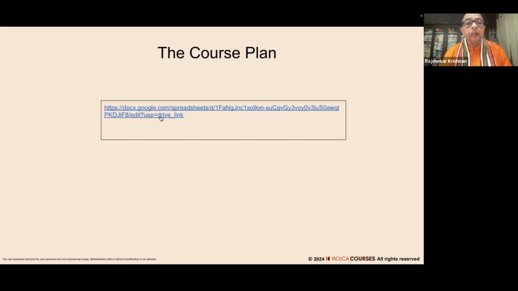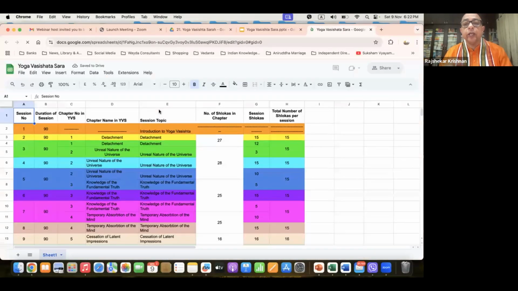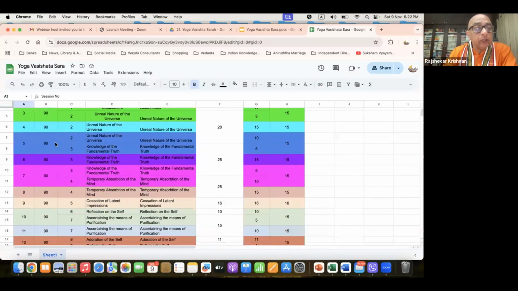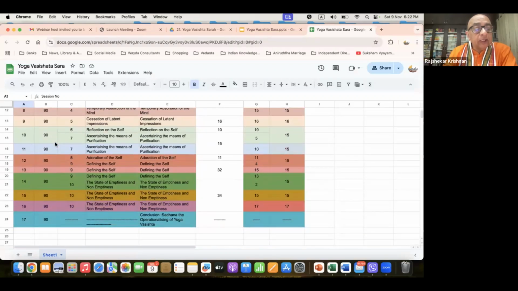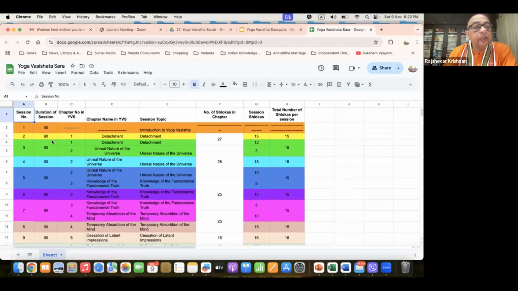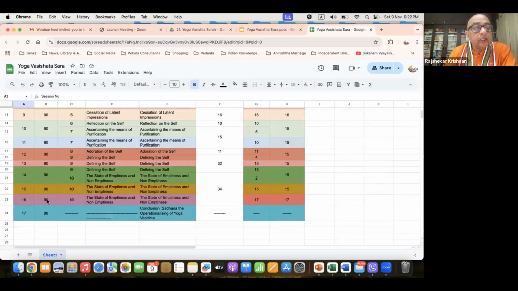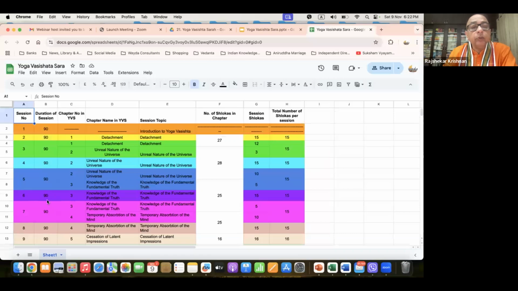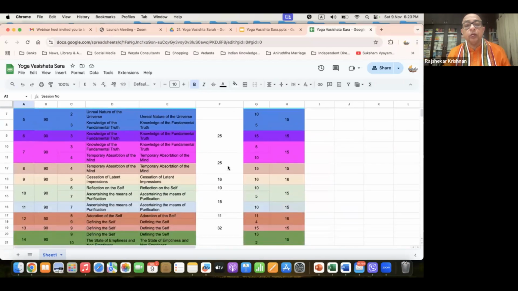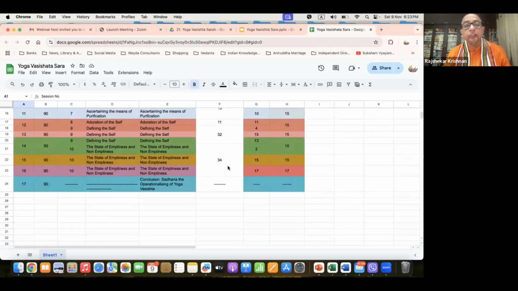So how are we going to do this? What's the course plan? The course plan is along these lines. I'm going to share this. Each session is going to be of 90 minutes, and you can see that we have planned this across 17 sessions. From the second session to the 16th session, we are going to be taking about 15 shlokas per session, and these will be overlapping the various chapters. So these are all the sessions and these are all the chapters. Chapters have differing numbers of shlokas, and therefore the shlokas are going to get distributed across the various sessions.